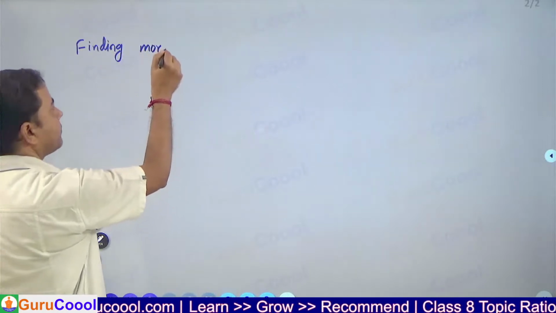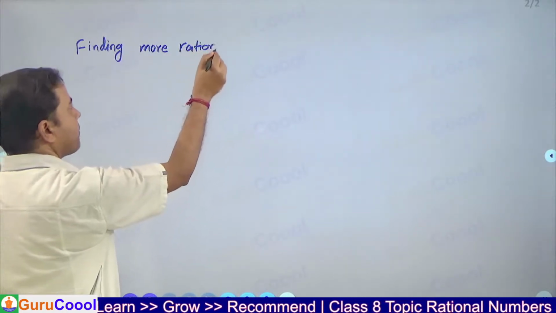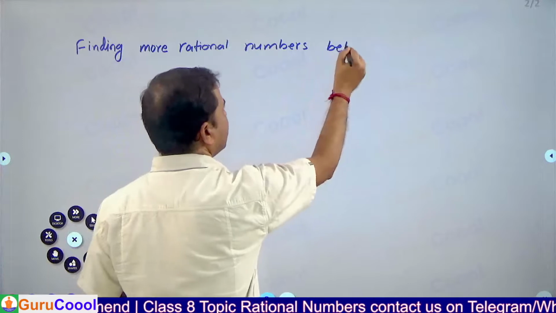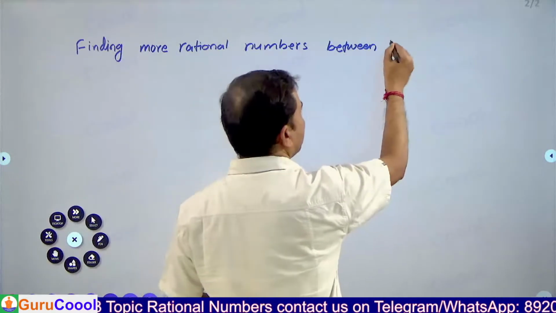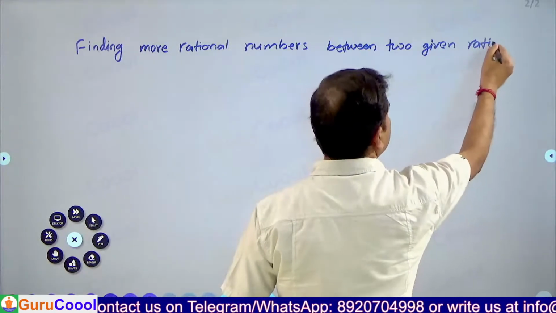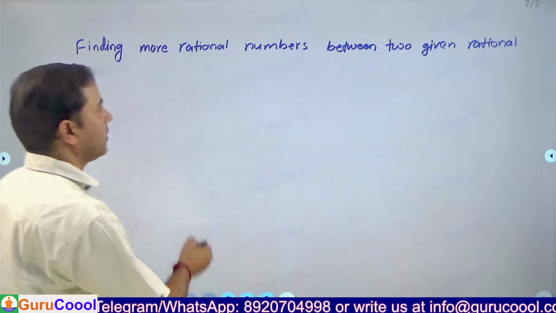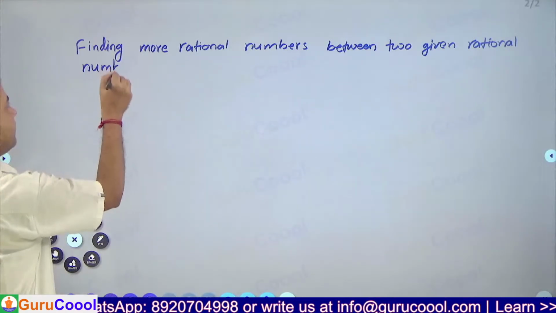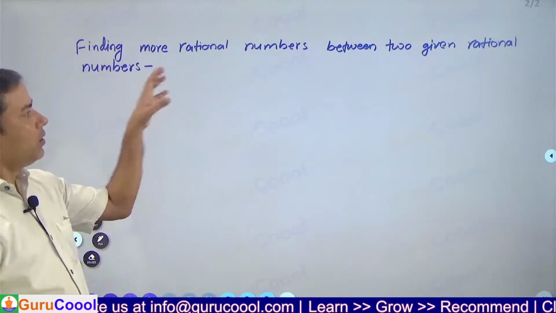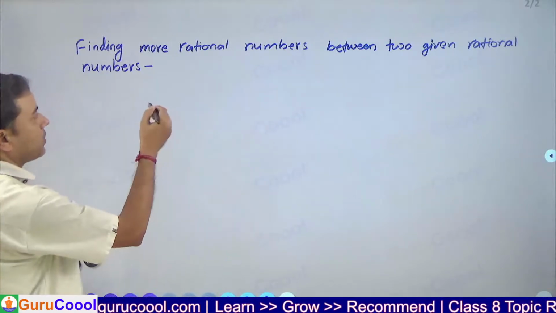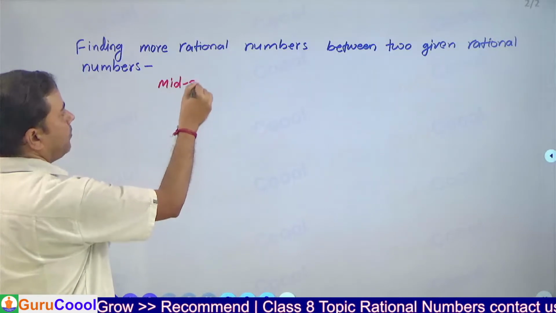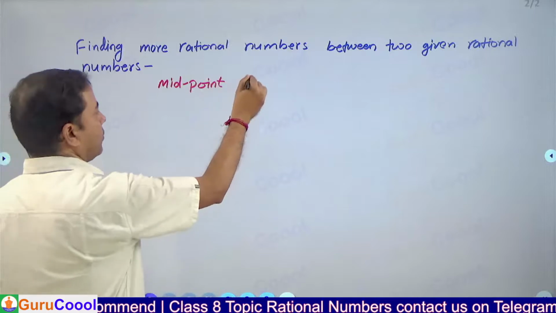Finding more rational numbers between two given rational numbers. On the path of this, I'm introducing one more thing here, the midpoint formula.